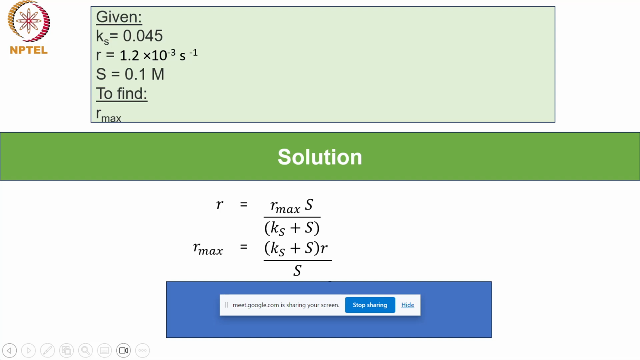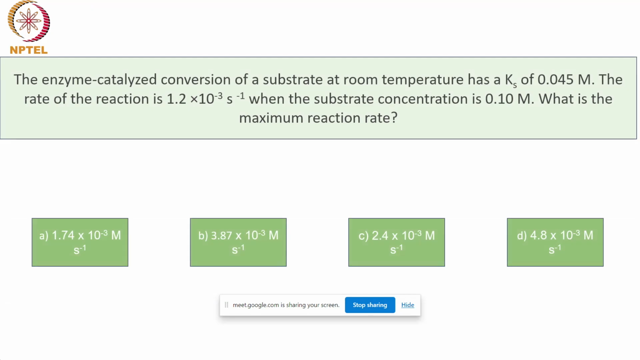Ma'am, would you please show me the options? Yeah, sure, Pooja. 1 second. It's 1.74 into 10 to the power minus 3, 3.87 into 10 to the power minus 3, 2.4 into 10 to the power minus 3, and 4.8 into 10 to the power minus 3.